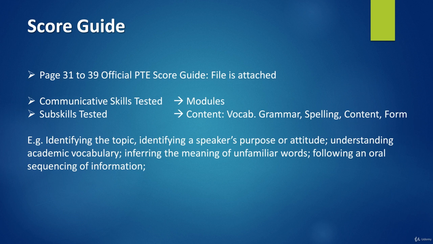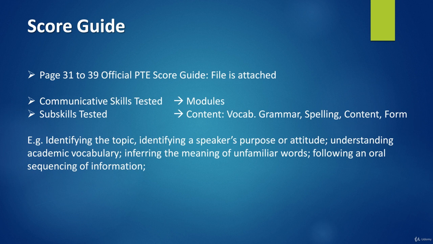Just understand it. Sub-skills tested is another set of skills that are tested and you're scored for, and it's basically about the content, what you put out, what your answer is, and it is marked based on vocabulary, grammar, spelling, content, and form. Examples for these are, for example, identifying the topic, understanding what the main topic is of that audio clip or whatever it is, identifying speaker's purpose or attitude.